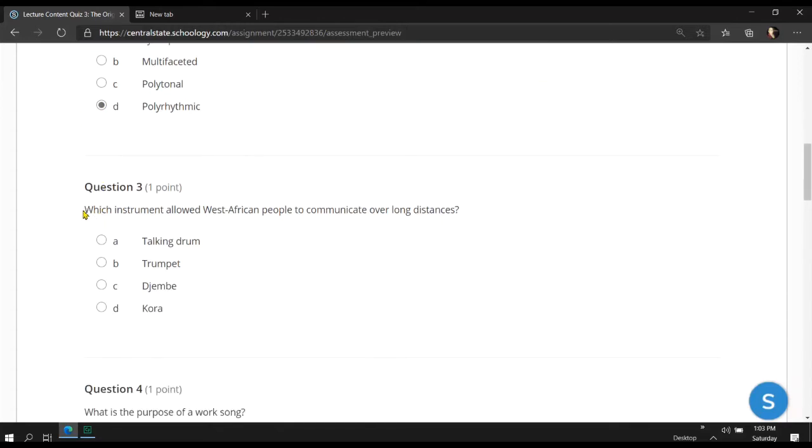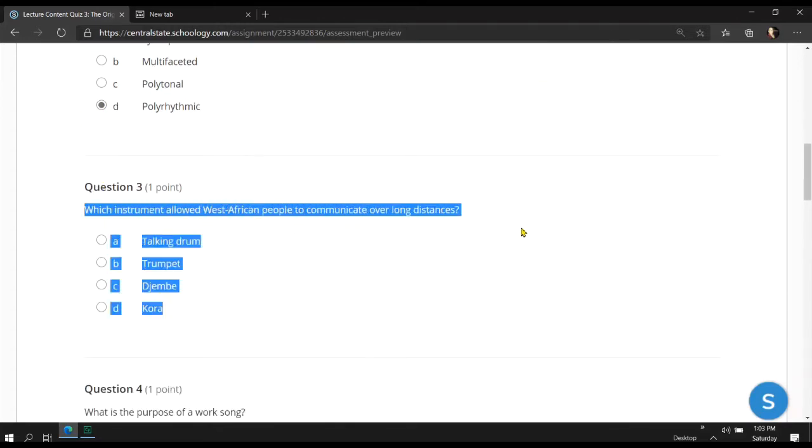Question 3. Which instrument allowed West African people to communicate over long distances? A. The talking drum, B. The trumpet, C. The djembe, or D. The kora. The answer is the talking drum. By manipulating the volume of the talking drum, the instrument can be made to mimic the language of West African people.